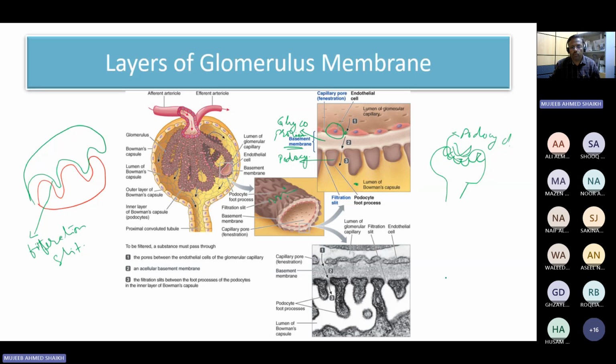Somebody is trying to join, maybe. I'll check. Who's raising the hand? So, doctor, when you say filtration slits, you mean in the same line of this wave in this picture, right? Yes.